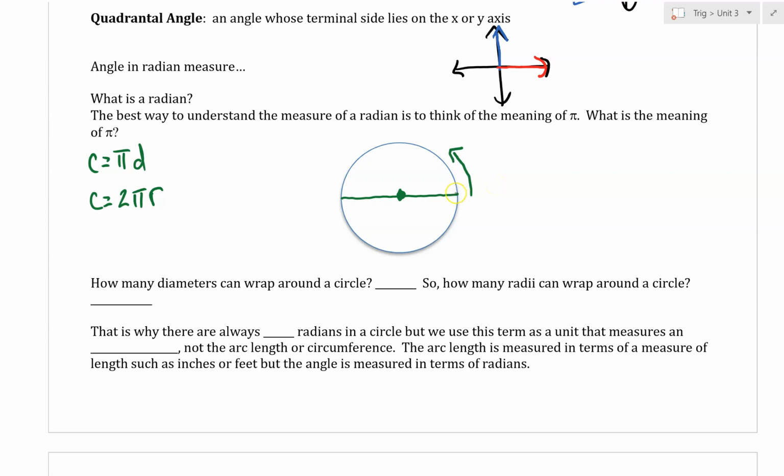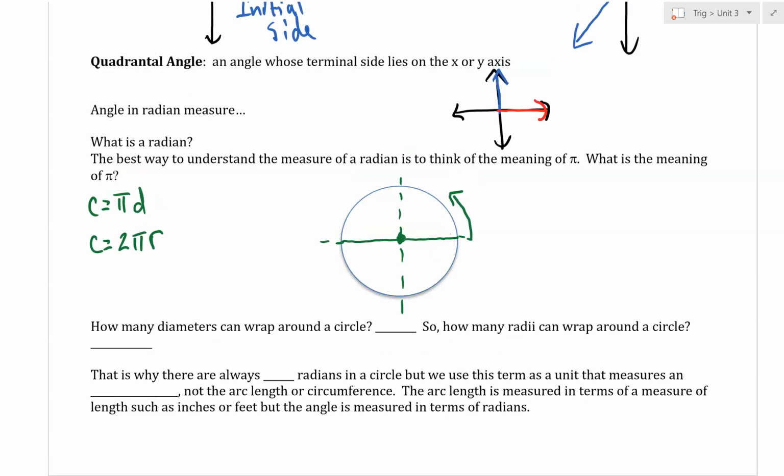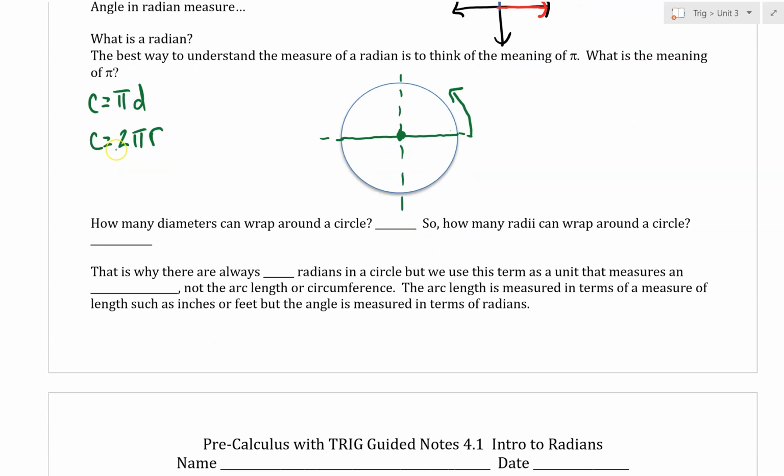If we started right here on this positive side, if we consider this maybe to be an axis, we would be going in a counterclockwise direction. So how many diameters can wrap around a circle? Looking at this, if we took this original equation and solved, pi would equal, and in this case, I would have to divide c, the circumference, by the diameter here.